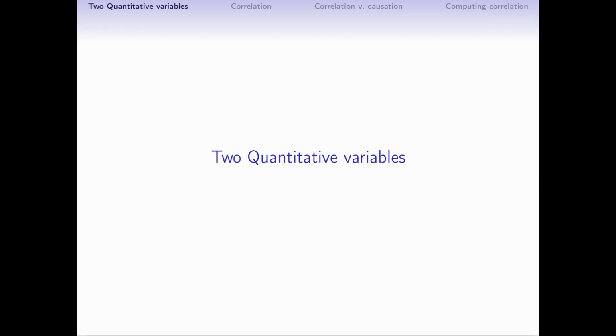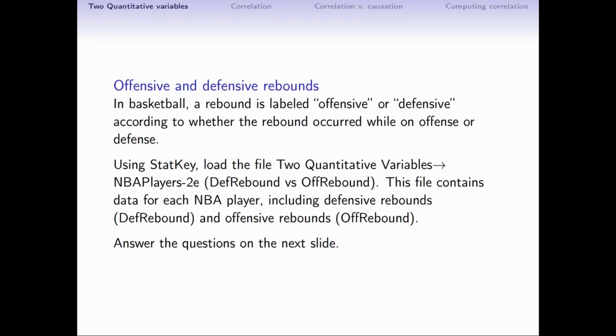Oftentimes we're interested in the interactions between a pair of quantitative variables within each case in the data set. I think it would be helpful to have a concrete example in mind. So in basketball, a rebound is labeled offensive or defensive according to whether the rebound occurred while on offense or on defense. Now using StatKey, let's load the file two quantitative variables NBA players -2e def rebound versus off rebound.